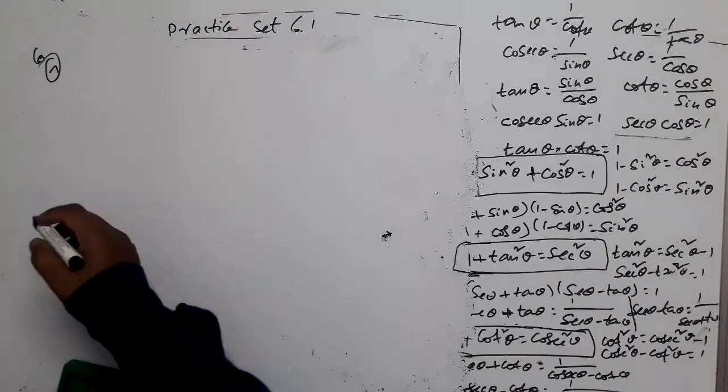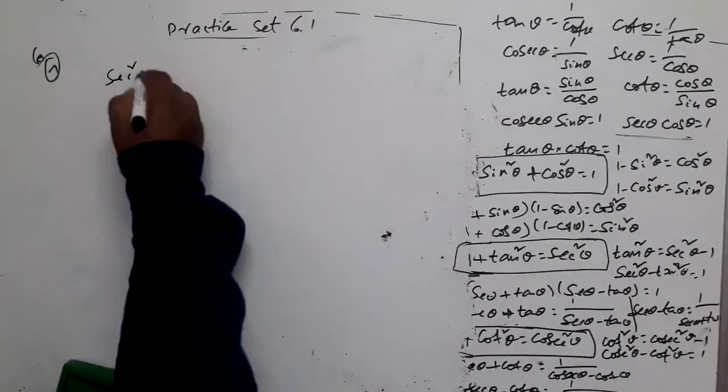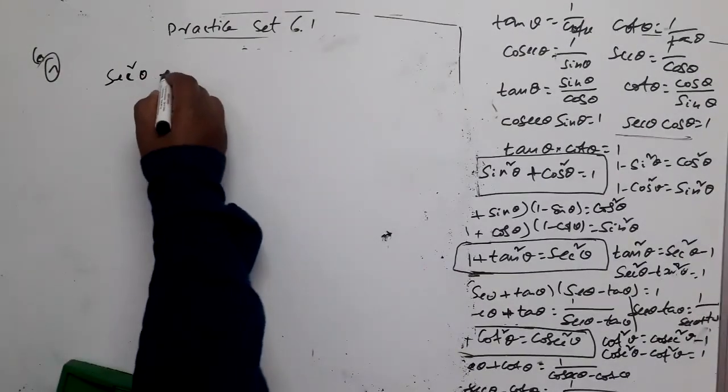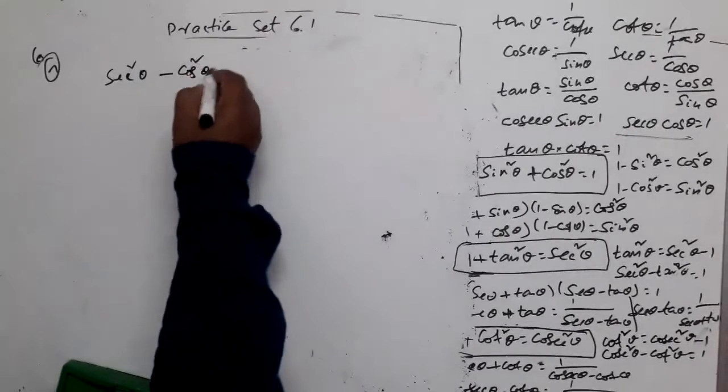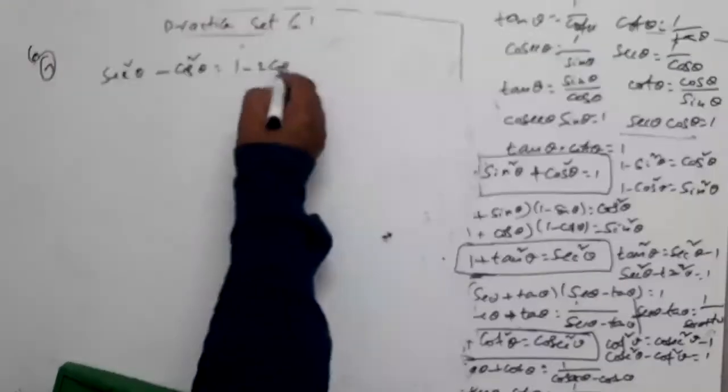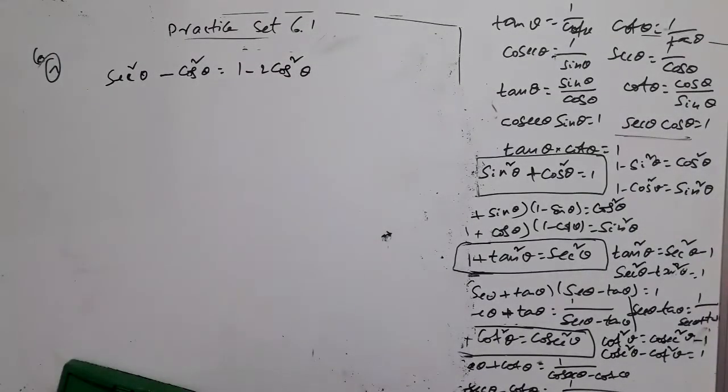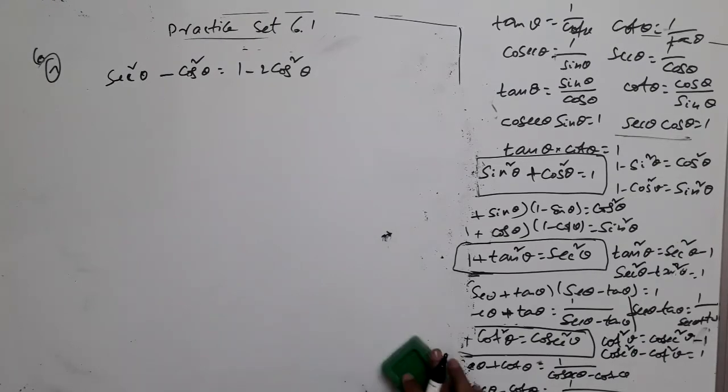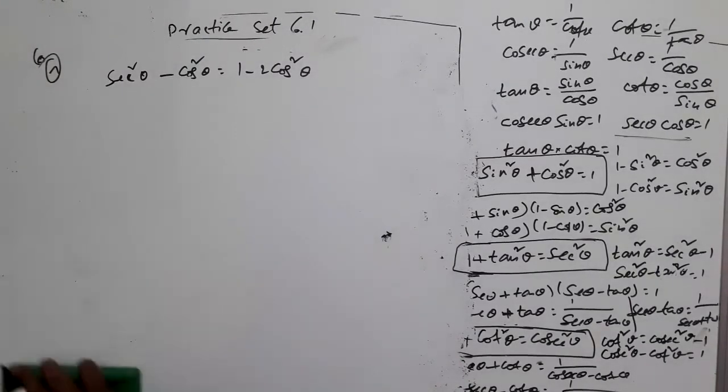Seventh bit. Secant square theta minus cos square theta is 1 minus 2 times cos square theta. That is given. Yes. See, this is a print mistake. This is a wrong question.